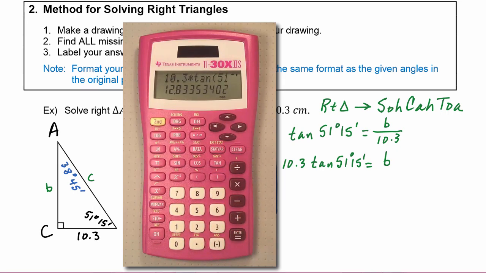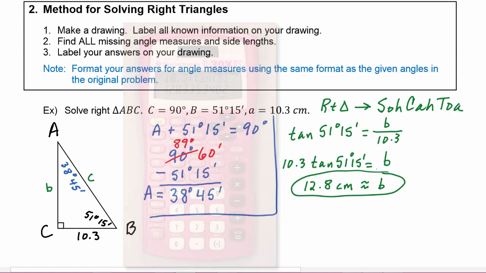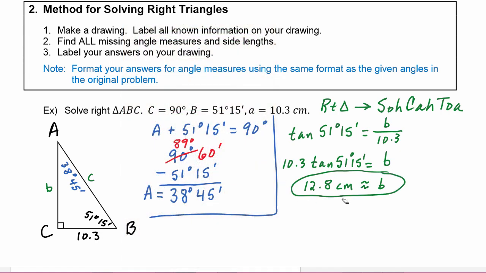and we have to decide where we're going to round to. We can see the sides here were rounded to the tenths place, and we see that b is going to be approximately equal to 12.8 centimeters. I circle my answer in my work, and then I come over to the drawing and I put my answer there, 12.8.